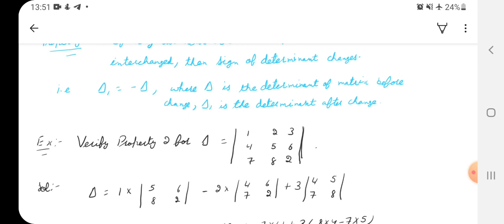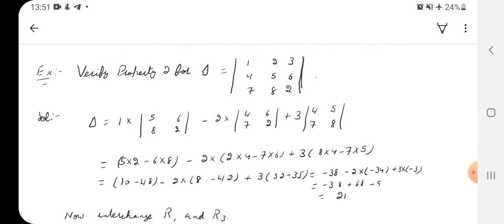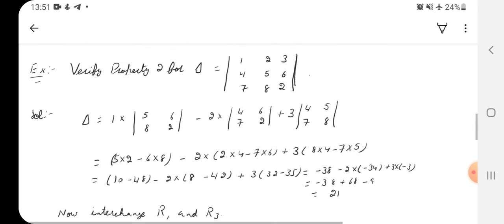Now let us check this property with one example. The example says verify property 2 for delta equal to 1 2 3 4 5 6 7 8 2. Now how do we find the determinant of a 3 cross 3 matrix? You all know this is the procedure.